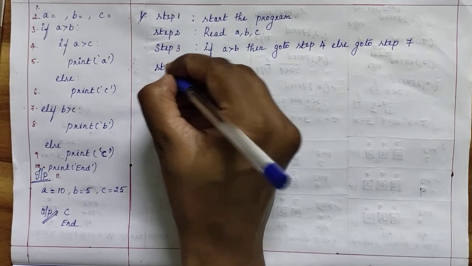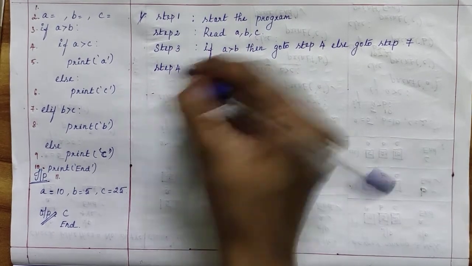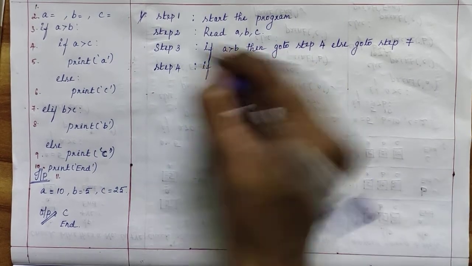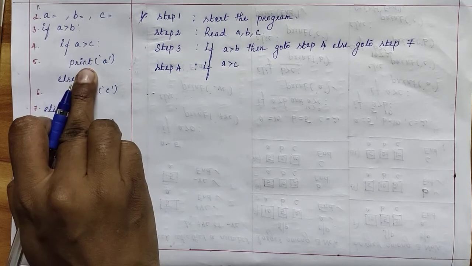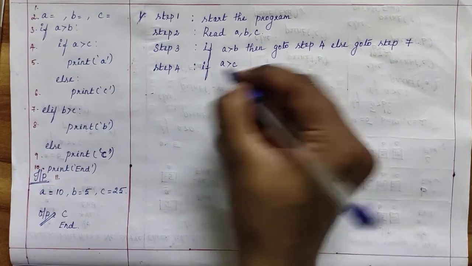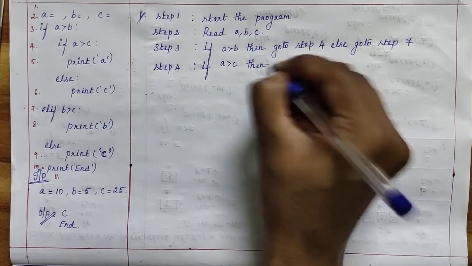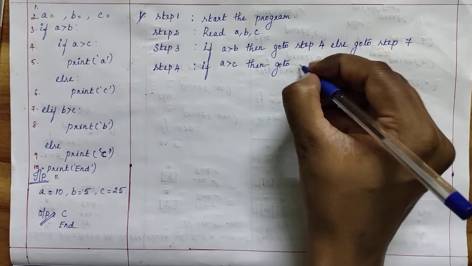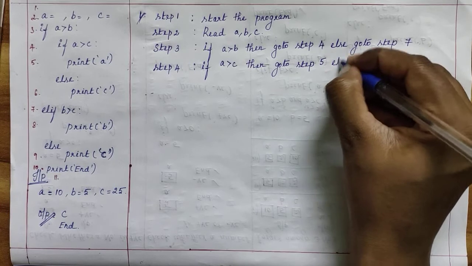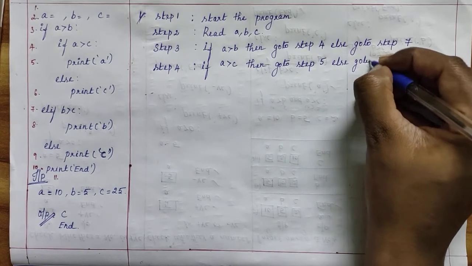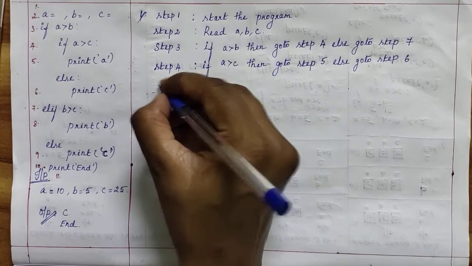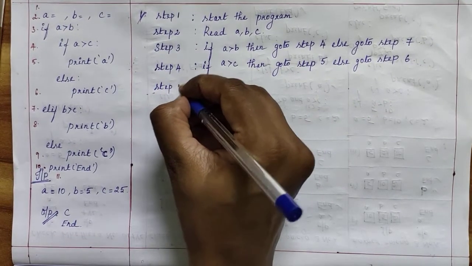So next definitely you have to write step number 4. So what is step 4? If A greater than C. If this condition is correct, where do you have to go? 5. If this condition is false, we have to go to step number 6. So if A greater than C, then go to step 5, else go to step 6.